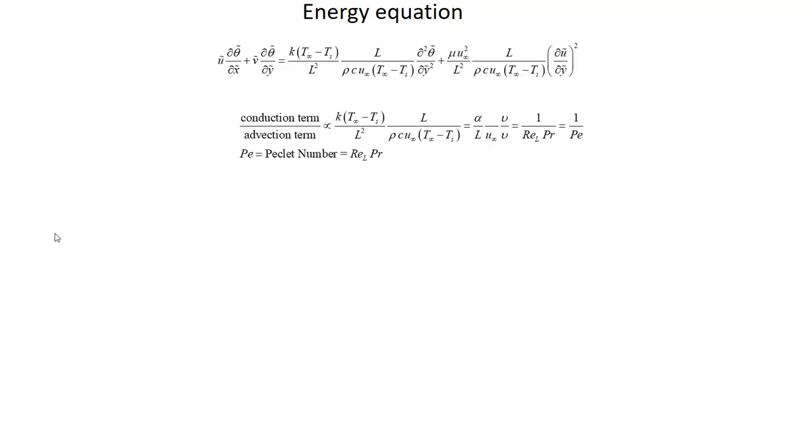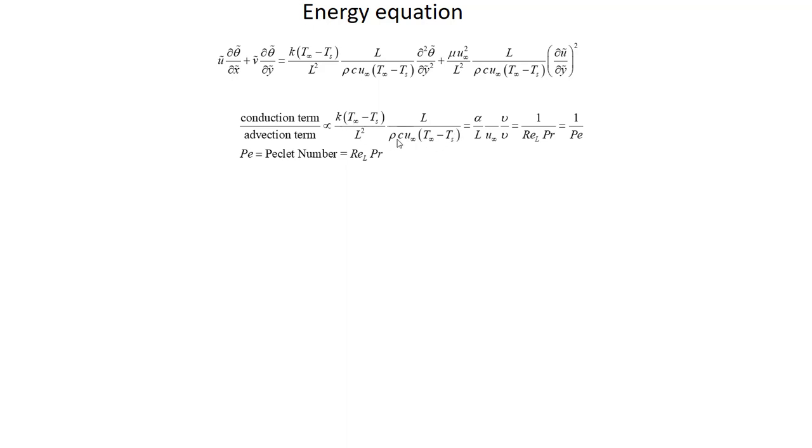So here I have taken this term here and brought it down here. So this is now conduction over advection. We're just going to go through a little bit of algebra to see what this term is. So obviously the temperature differences cancel out.